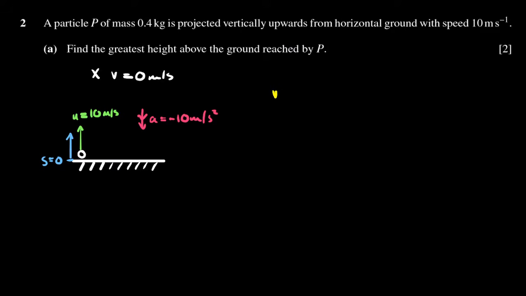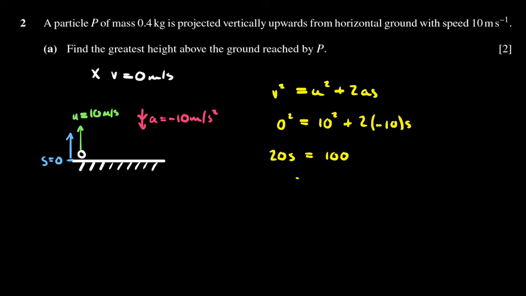Well, I can use v squared equals u squared plus 2as. Our v is 0, so we've got 0 squared. Our u is 10, so 10 squared plus 2 times by negative 10 times by s. We rearrange that, we're going to get 20s is equal to 100, so s is equal to 5 meters.